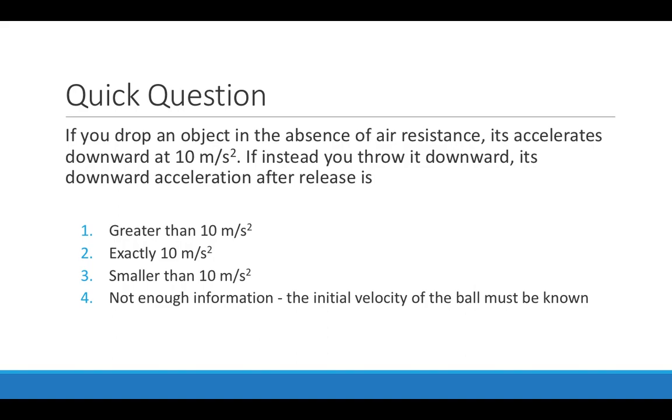All right, so here we drop an object in the absence of air resistance. We know that it accelerates downward, so if I take a tennis ball and I let it go, it's going to accelerate downward at 10 meters per second squared. So this is asking if instead you throw it downward, what's going to be true about its acceleration once it leaves the hand. So I stand on the top of a building and I throw the tennis ball straight down, what's true about its acceleration after it leaves my hand?